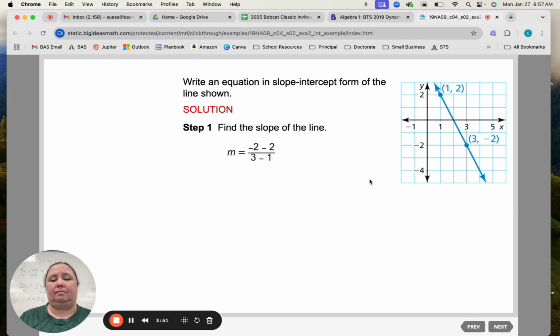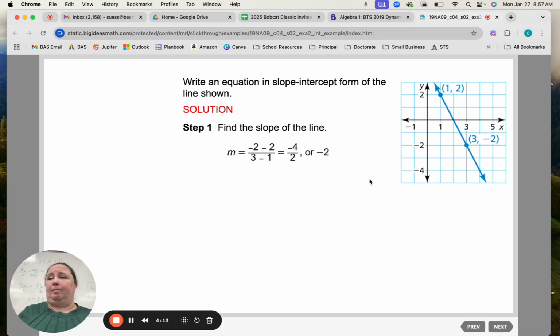This is example 2, right? Yes. So for our y's, we have -2 minus 2 on top, and then 3 minus 1. So what's -2 minus 2? -4. And then 3 minus 1? 2. So -4 over 2. Can I simplify that? Yes, -2. So that's my slope.